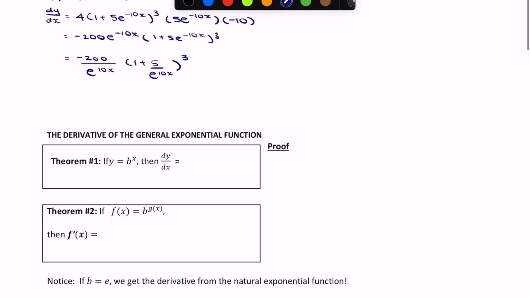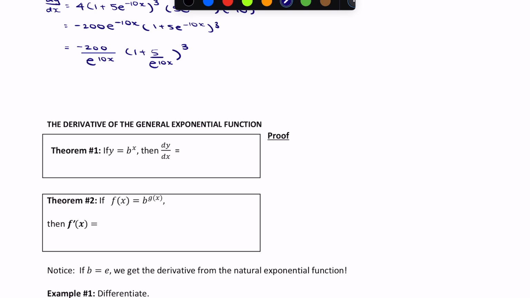Okay, so let's look at the derivative of the general exponential function here. So the first theorem that we're going to look at is if y is equal to b to the power of x, then dy over dx is equal to b to the power of x ln b. So b to the power of x ln b.